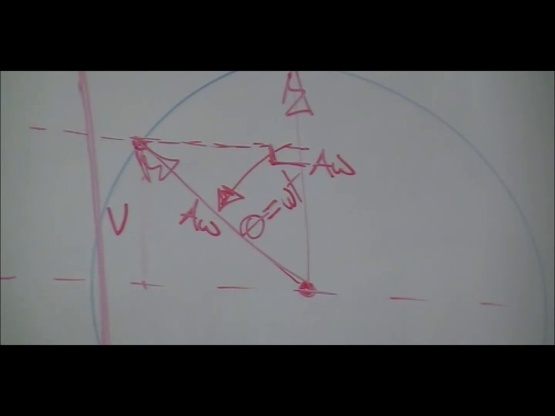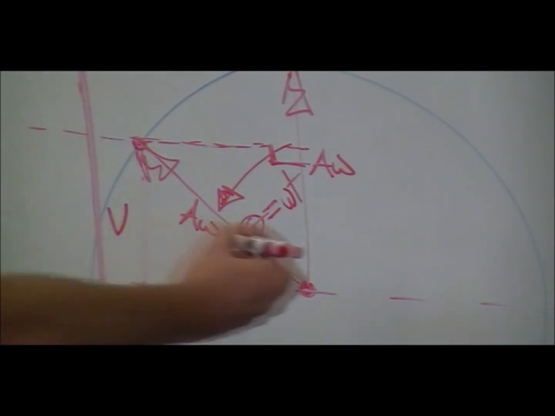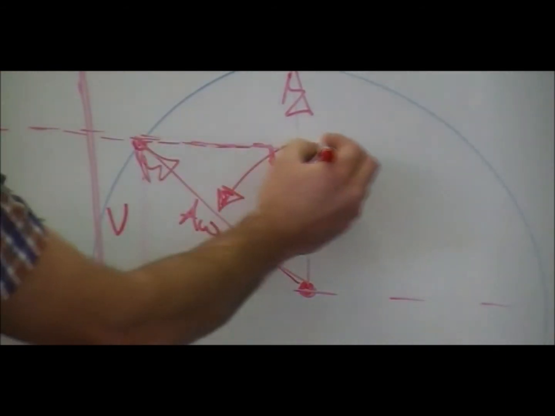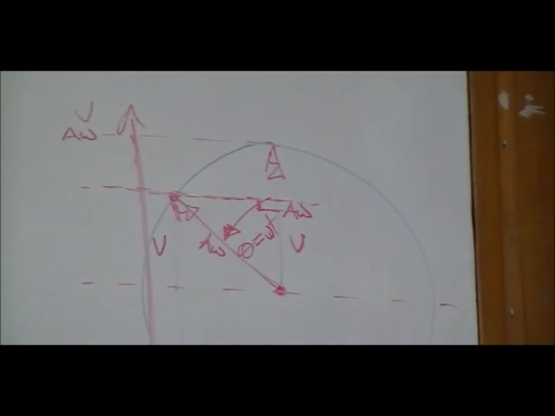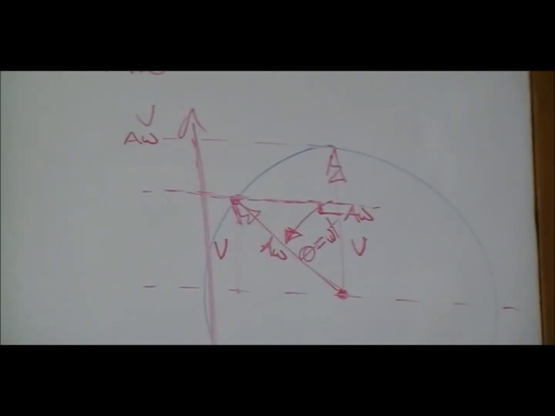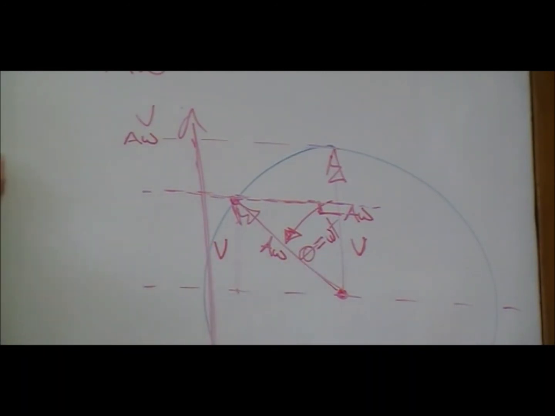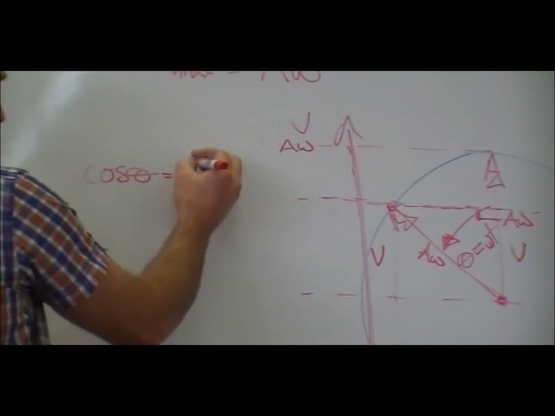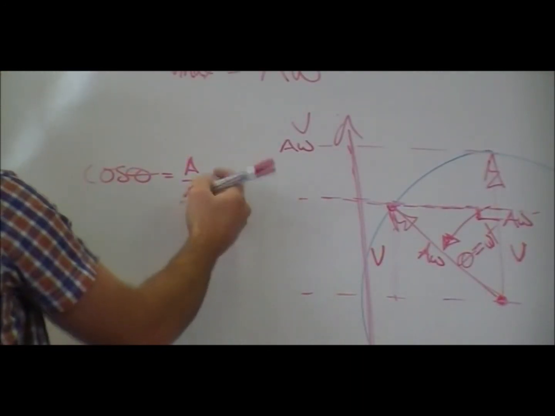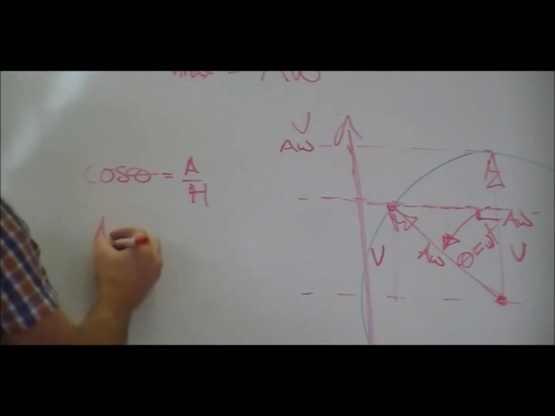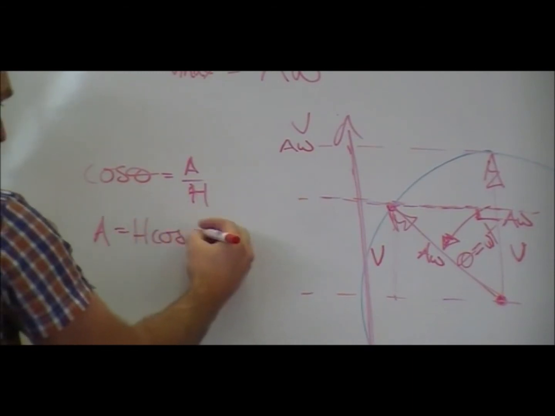Alright. So which side are we trying to find? That one there. That's that height there. Which side's that? It's the adjacent. What trig function are we going to use? Cos. Because we know the hypotenuse is a omega. So we've got cos theta is a over h. We're trying to find the a. So a is h cos theta.